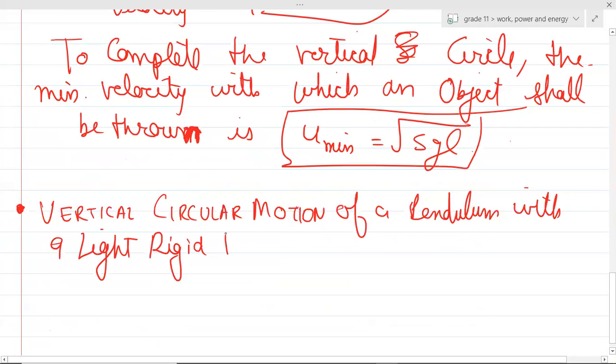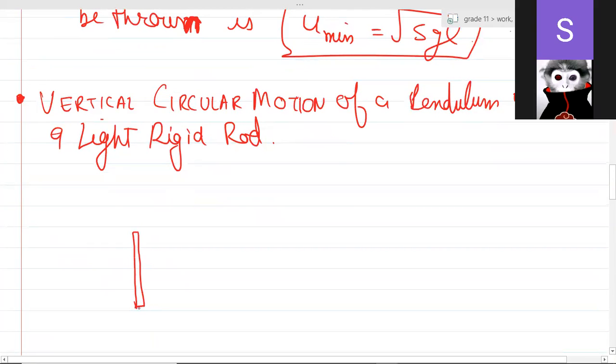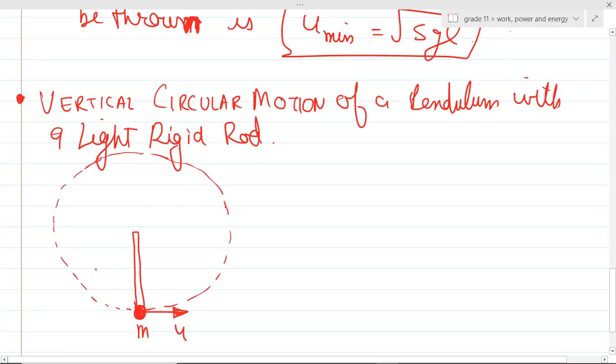So light rigid. So there is a light rigid rod. Light rigid rod basically means what? This rod will not have any mass of its own, right? Or if it has a mass, it will be very small. So let's say there is a bob and you have a light rigid rod, and now you need to find out the minimum velocity with which you should have thrown this thing so that it completes a vertical circle, right?